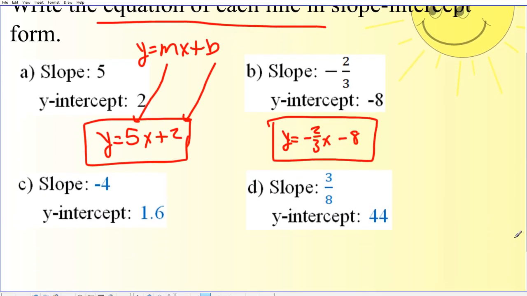I would like you to please try letters C and D. So pause the video, do them on your own. When you are ready to continue, hit play, and we'll go through them together.